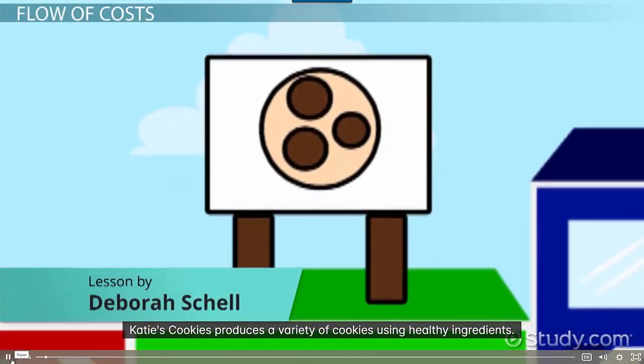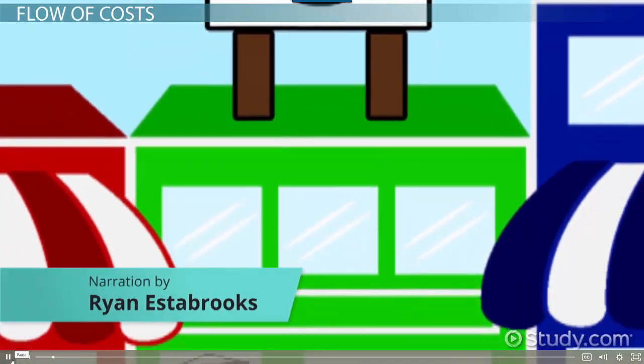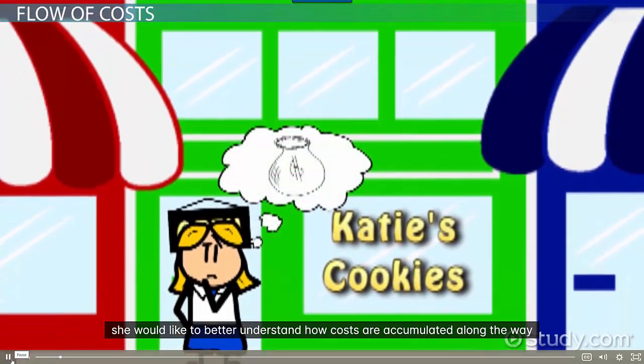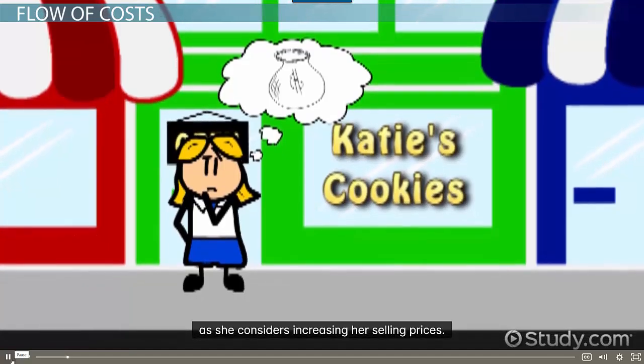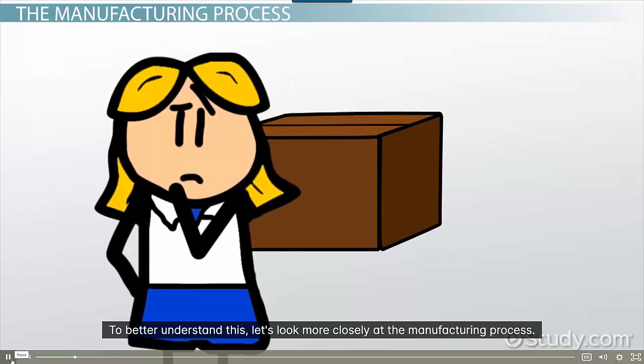Katie's Cookies produces a variety of cookies using healthy ingredients. While the owner, Ms. Sweet, is very familiar with the production process, she would like to better understand how costs are accumulated along the way as she considers increasing her selling prices. To better understand this, let's look more closely at the manufacturing process.